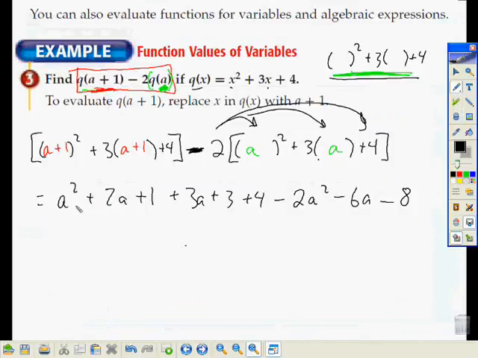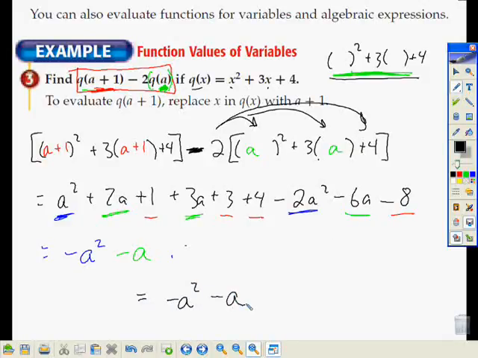Okay, so once we've got this, we want to go ahead and combine things together. Now we want to be very careful here with combining our terms, make sure we get everything. So first let's look at our squared terms, which gives me negative a squared. Next I'll look at my a terms. We got 2, 3, gives us 5 minus 6, which would be minus a. And then finally, plus 1, plus 3, plus 4, it gives me positive 8, minus 8. Those are gone. Those will give me a 0 there. And so my final answer on this would be negative a squared minus a.